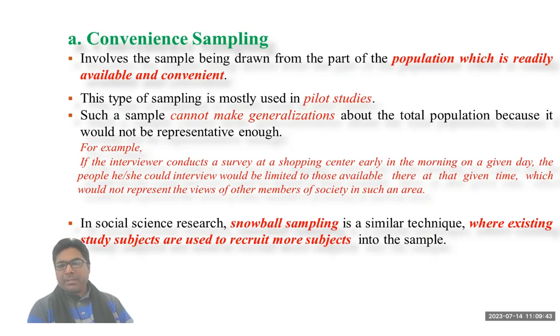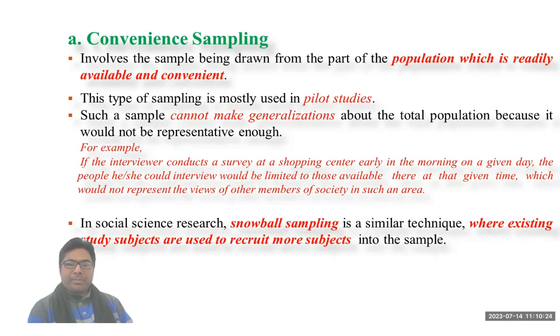In convenience sampling, the name itself suggests that it has something to do with the convenience of the researcher. It involves a sample being drawn from the part of the population which is readily available and convenient. That means the population of the study should be available and it should be convenient to collect information from them. So the convenience of the researcher as well as the willingness of the participant is involved in this method.